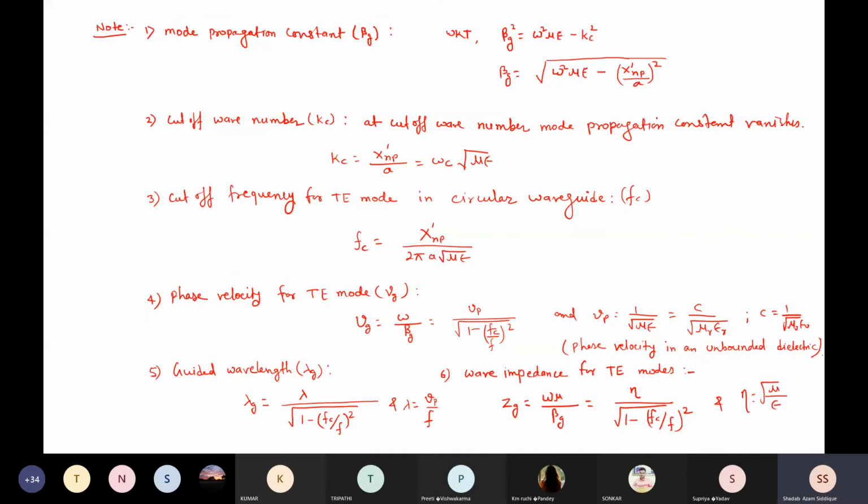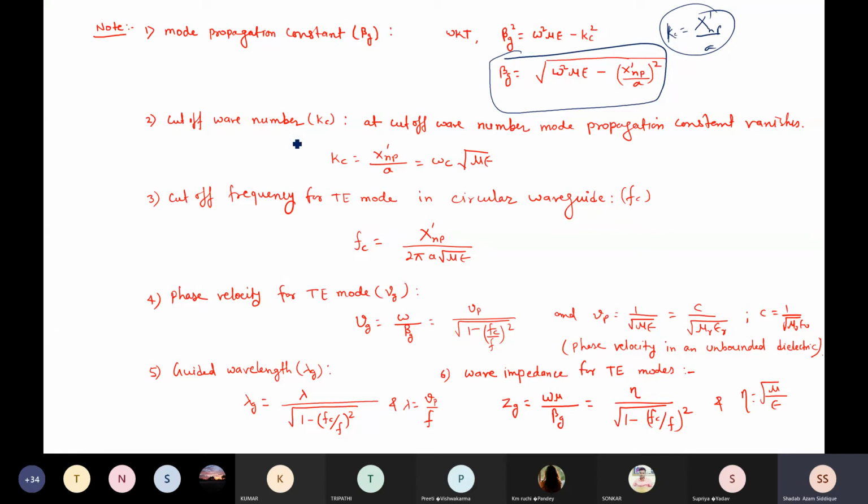Now we'll go through a few definitions and a few formulas. We have the propagation constant beta g. Already we know beta g square is equal to omega square mu epsilon minus Kc square. So beta g can be written as the square root of omega square mu epsilon minus Kc square, where Kc is nothing but X'np dash divided by a. So if you substitute here, you can write X'np dash divided by a, whole square. So that is nothing but beta g.